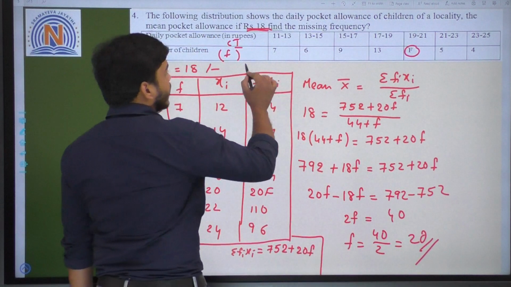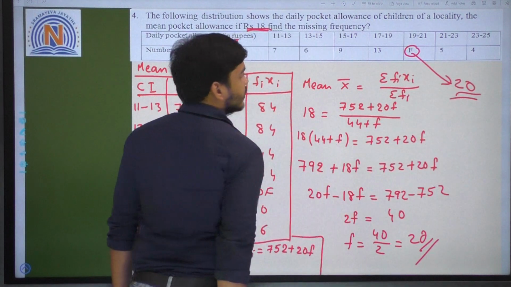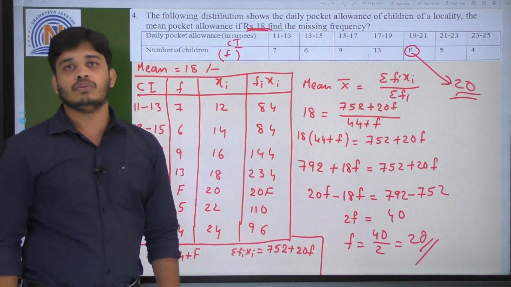So what is the f value? The f value is 20. The missing frequency f is equal to 20.